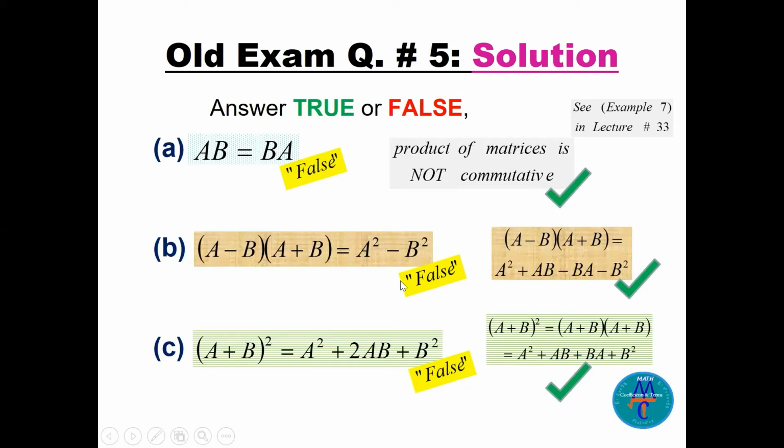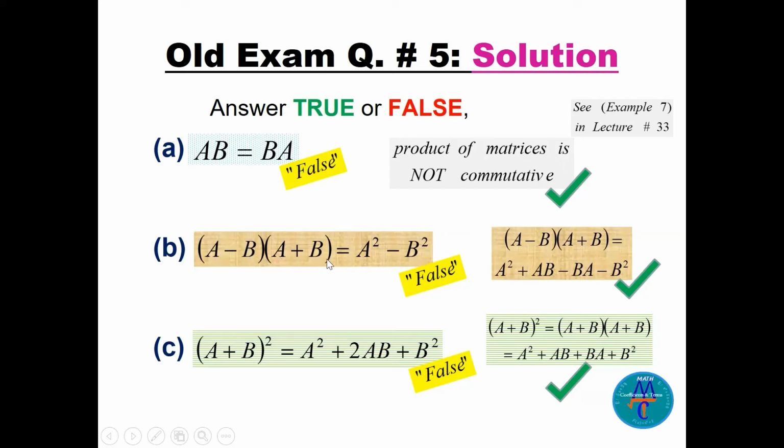Unfortunately, the second one is false, and the third one is false. Oh boy. First one is not correct because the product of matrices is not commutative. We have seen that in the lecture 33, example 7. Or you can try any matrix A, take a simple example, 2 by 2. Any A, any B, 2 by 2. Multiply AB, multiply BA. You can see example 7 if you like, or you can try it yourself.